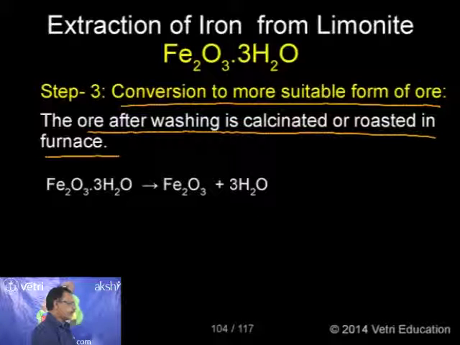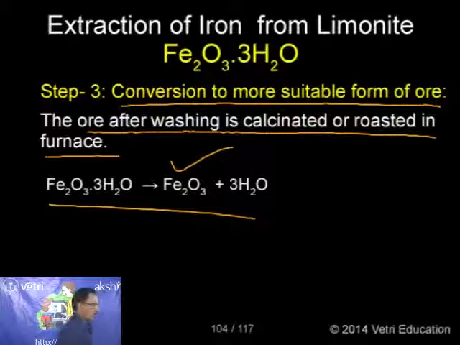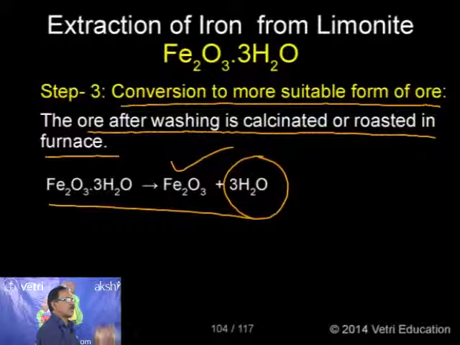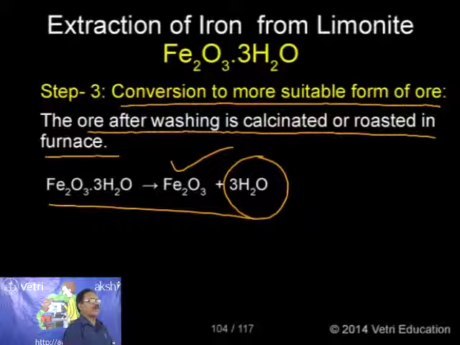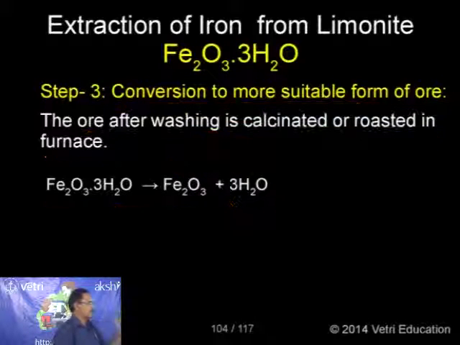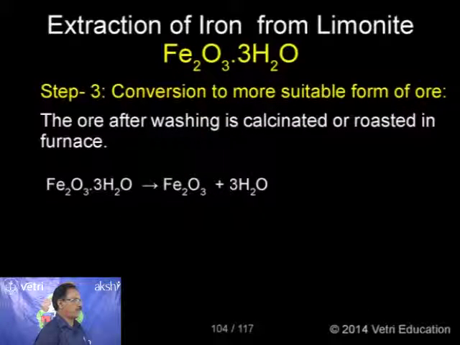When we are heating Fe2O3.3H2O, it is converted into Fe2O3, and water is getting eliminated. When the mass of water is eliminated, automatically the percentage of iron content increases. That's why we can say it is now a more suitable form, without water. So it is the step called conversion to more suitable form. So the suitable form is Fe2O3.